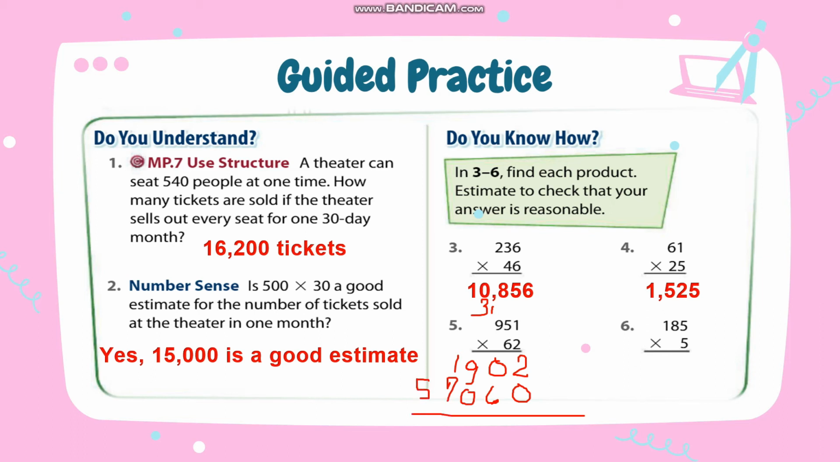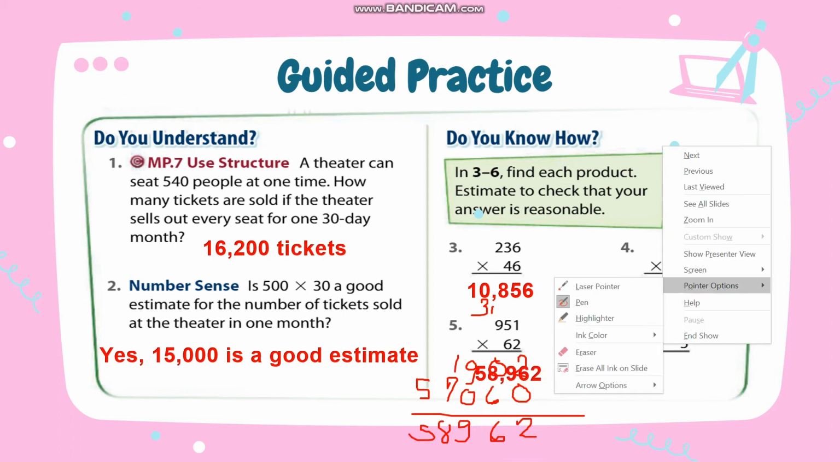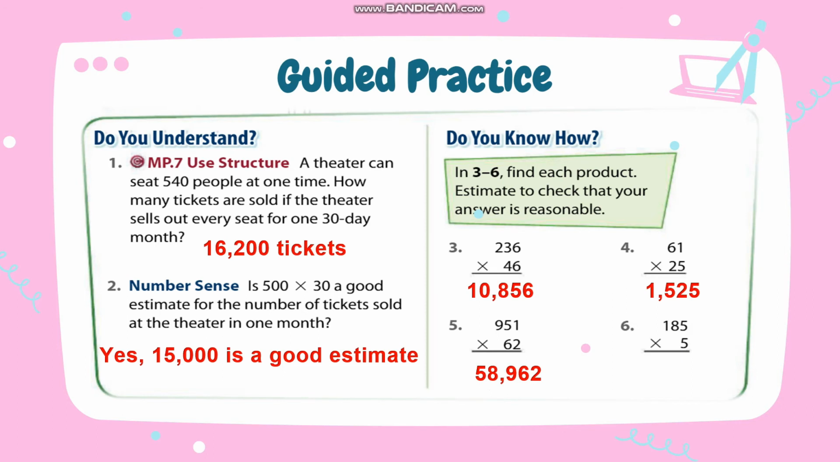Then add 2 plus 0 is 2. 0 plus 6 is 6. 9 plus 0 is 9. 1 plus 7 is 8. Then bring down 5. So the answer is 58,962. Next, number 6. 185 multiplied by 5.